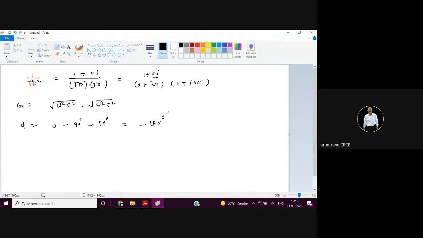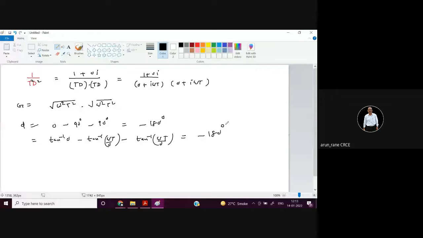So that is nothing but what I said. Tan inverse of 0 minus tan inverse of omega t, again minus tan inverse of omega t, minus omega t upon 0. This is tan inverse of omega t upon 0. So this will have a fixed value, minus 180 degrees phi, irrespective of any value. Is it clear?